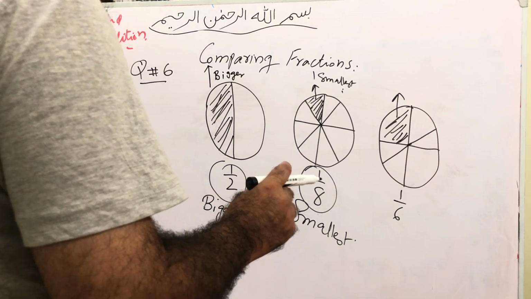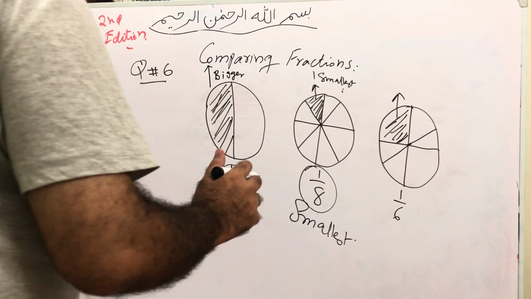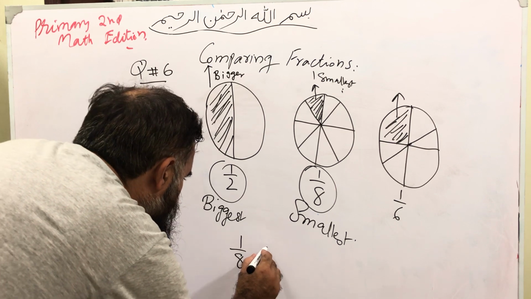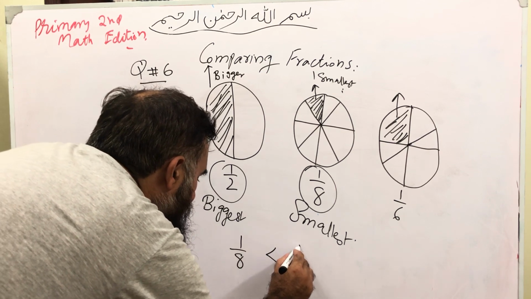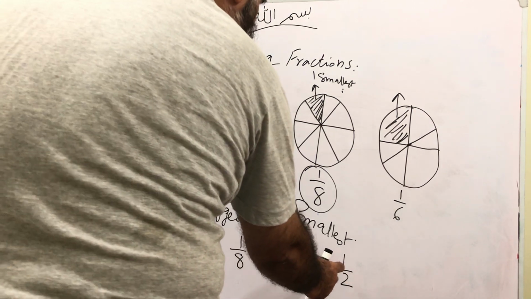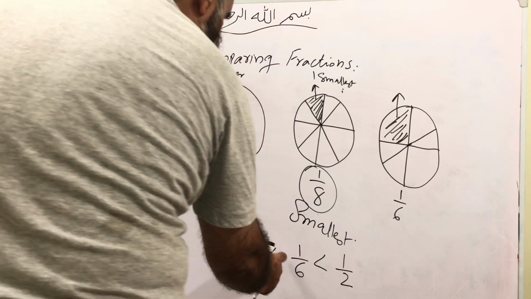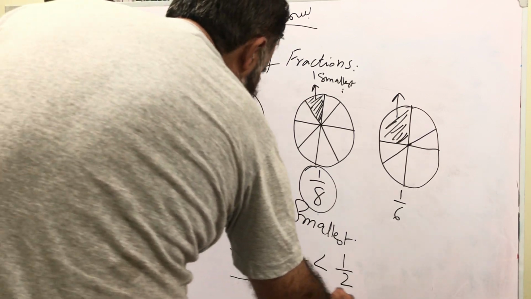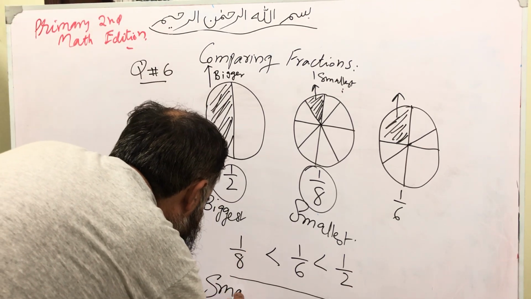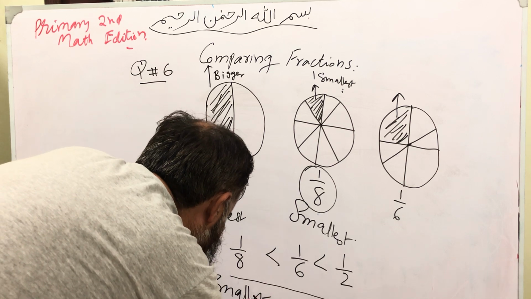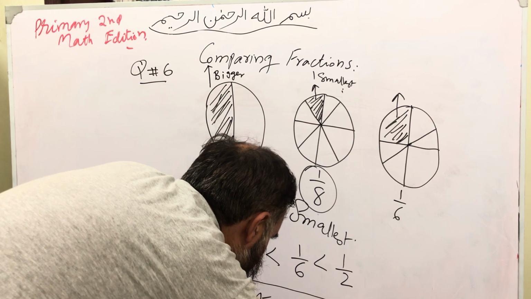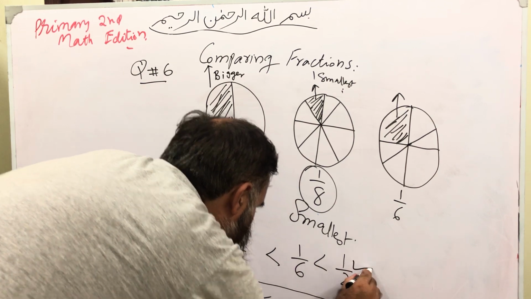So we'll be doing it like this, that smallest is 1/8, then comes 1/6, then the largest is 1/2. 1/2 is the biggest, 1/2 is greater than 1/6, and 1/6 is greater than 1/8. This is how to do this part. Here we are moving from smallest to greatest. This is greatest and this is smallest.